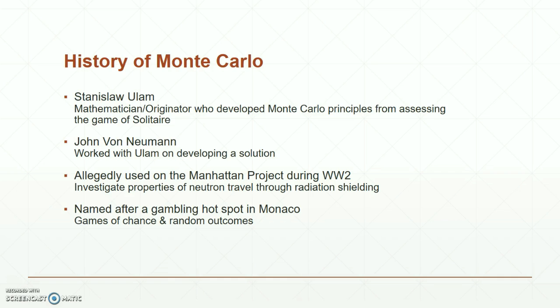When they refined it, they were refining it to use it on the Manhattan Project during World War II. What they were doing with it was trying to investigate the properties of neutron travel through radiation shielding. And again, like I said, it was named after a gambling hotspot in Monaco with games of chance and random outcomes.